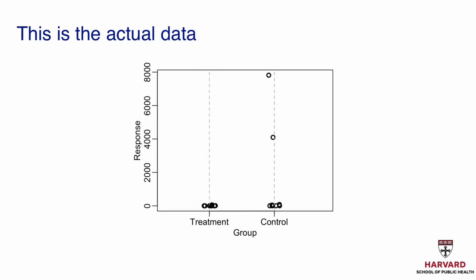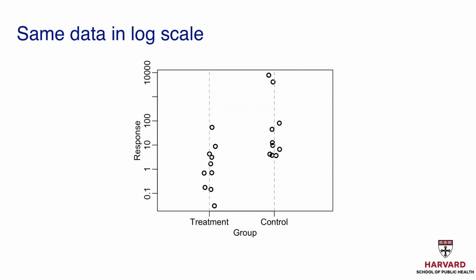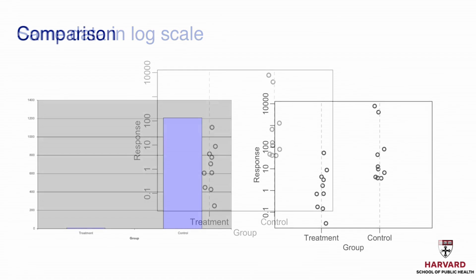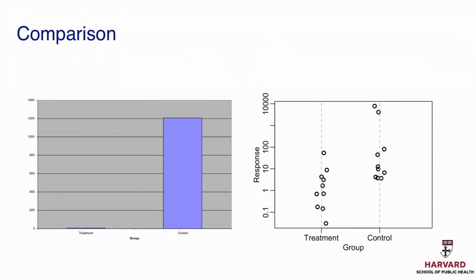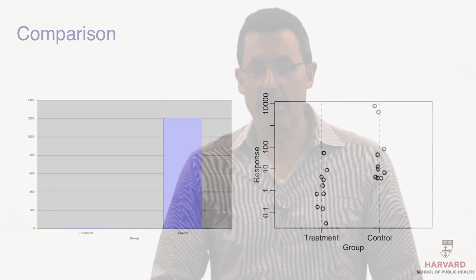If we change the scale of the plot to the log scale, we see what's going on. The treatment and control are in fact somewhat different, but that first plot was quite deceiving, as is shown in this comparison. A third, very awkward plot made by Excel is bar plots to compare two numbers.